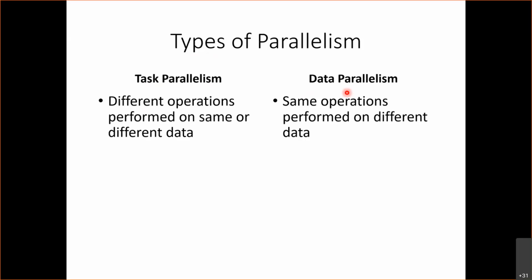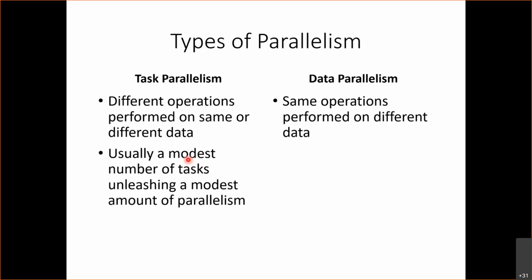Now, usually with task parallelism, you can only unleash a modest amount of parallelism, because in any application, how many different kinds of tasks do you typically do at the same time? Not that many. For every different kind of task in an application, the programmer wrote a different function or a different set of code that is going to run. So obviously, you're not going to have thousands or millions of different kinds of tasks, each running different code, in your application. So usually, the amount of task parallelism in an application is small.